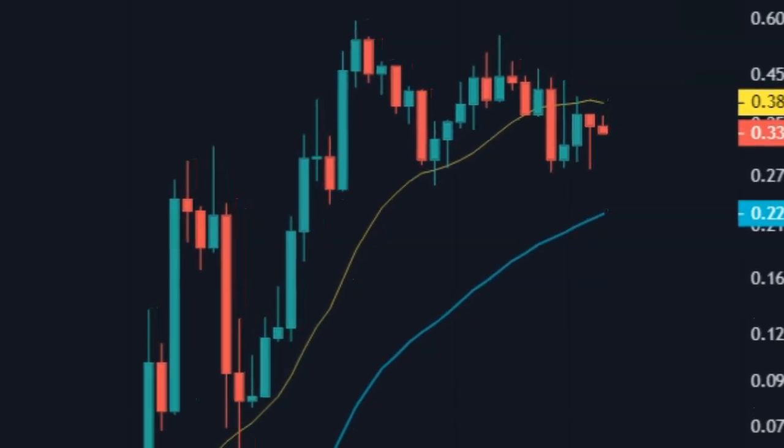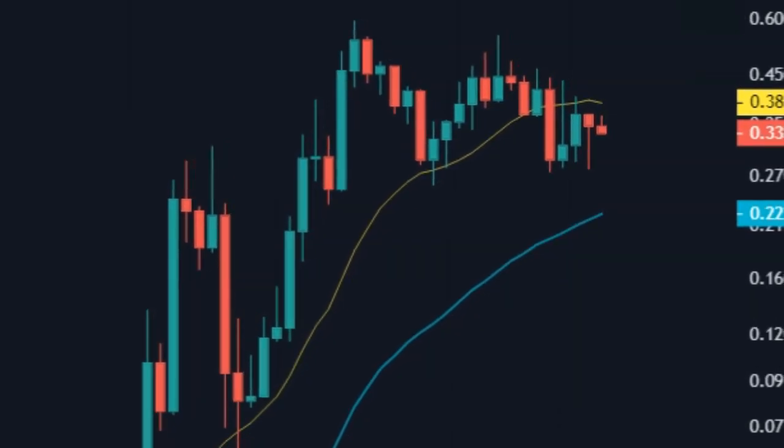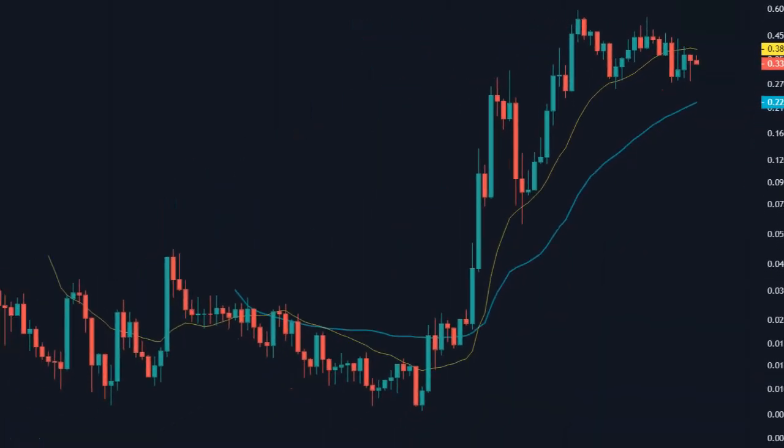Interesting. I never saw it that way. So, now that the 20-week is broken, don't be alarmed if we touch the 50-week, and then start a new leg in an uptrend. Okay, now that's enough about USD. Let's talk about Unibright versus BTC.